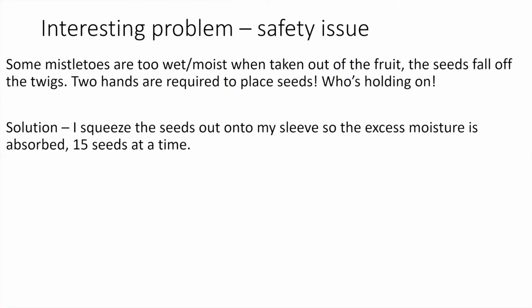When you squeeze the seed out of the fruit, often it's really moist. You try and stick it on, it keeps sliding off and all that sort of stuff. And you're using 2 hands to try and stick it on the branch. But if you're using 2 hands on the mistletoe seed, what do you hang on to? Nothing. It's dangerous. So I squeeze the seed out onto my sleeve and I put about 15 seeds at a time, sometimes 20, like that.